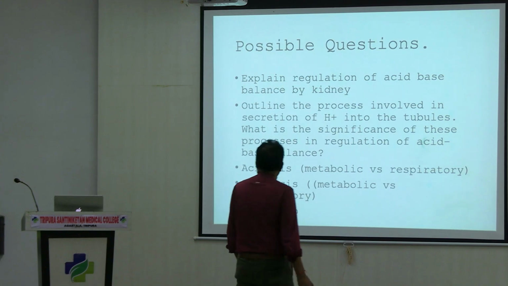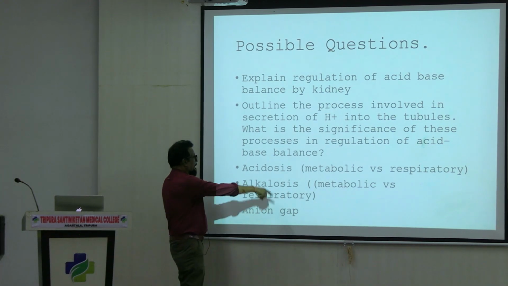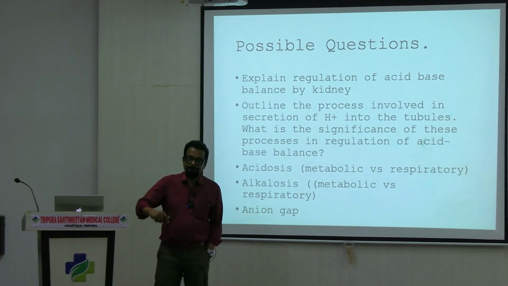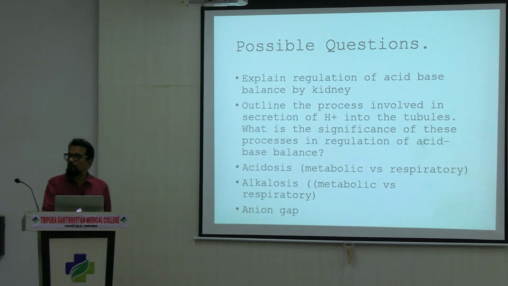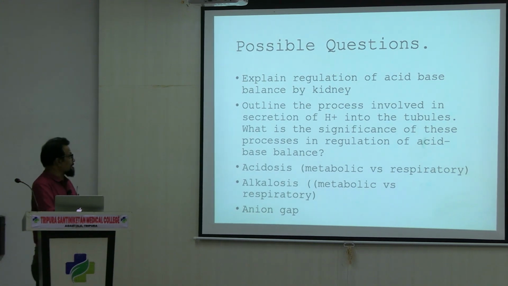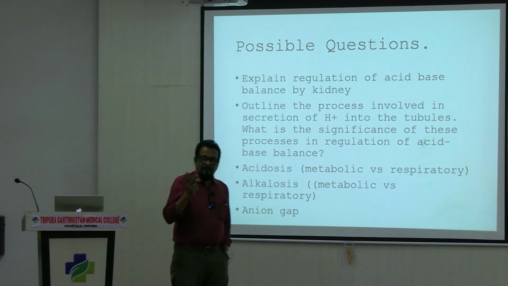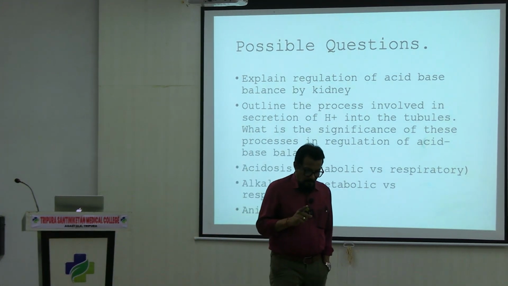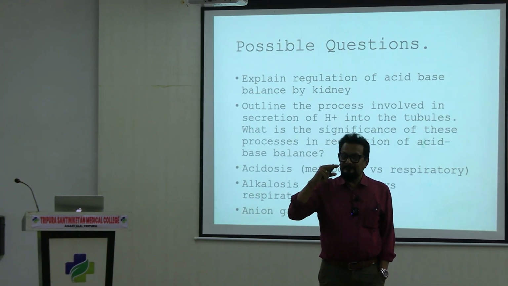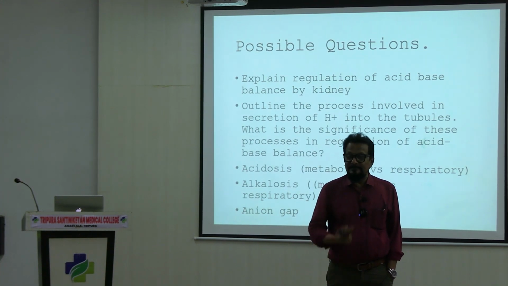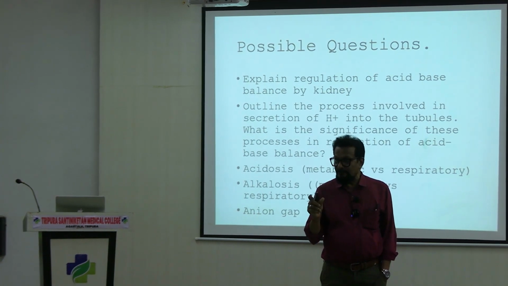Similarly, because of imbalance in pH regulation, there can develop alkalosis. And again, the alkalosis are of two types. One is metabolic and another is respiratory. It means by respiration, by suppressing breathing, or by increasing breathing, we can imbalance the pH regulation. We'll describe how.